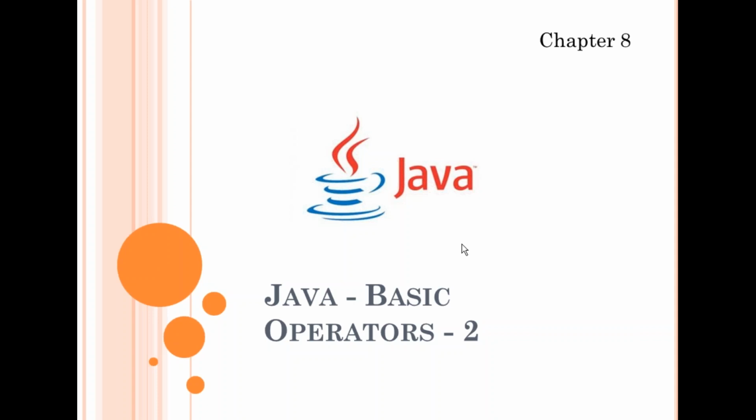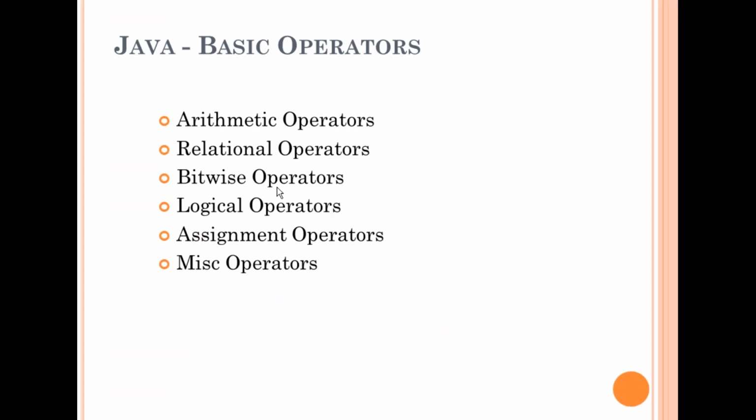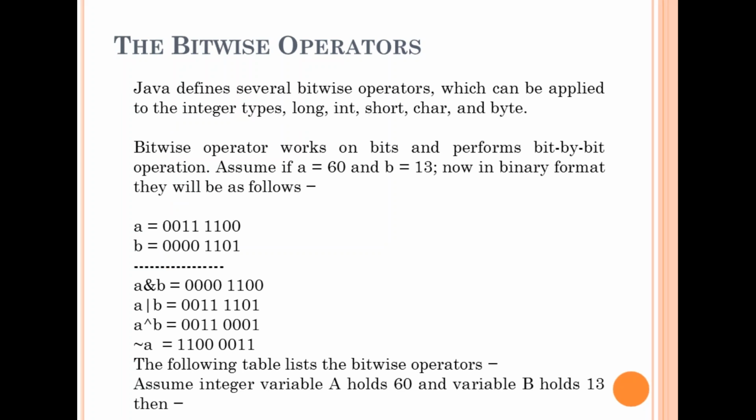In this chapter we are going to discuss the concept basic operators. This is the continuation of the previous chapter. We have discussed the arithmetic operators and relational operators earlier, and we are going to continue from the bitwise operators. Java defines several bitwise operators which can be applied to the integer types: long, int, short, char, and byte. Bitwise operators work on bits and perform bit-by-bit operation.